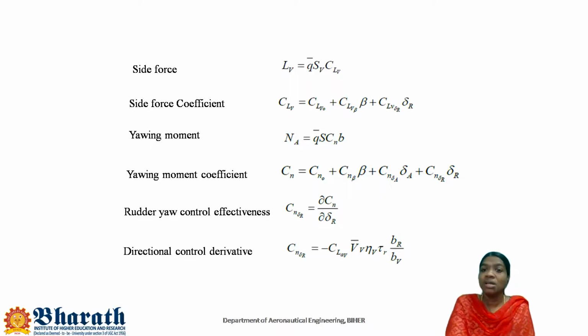So it depends on the size of the vertical tail: the span of the vertical tail, the area of the vertical tail, the chord of the vertical tail, and the vertical tail moment arm. Okay, so don't forget it. So this is what C_n delta R is.